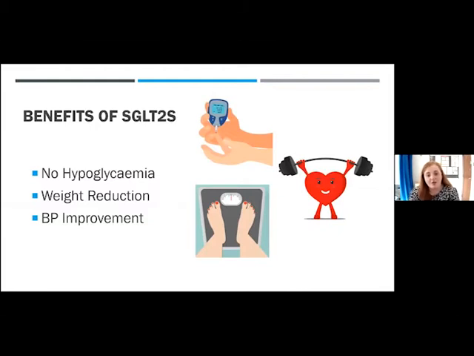First off, they do not cause hypoglycemia. That's a real big benefit that we use in clinic. They simply don't work in this manner, to be honest. They aren't stimulating insulin production, and they don't contain any form of insulin. So it's great in terms of those patients where you'd be worried about the risk of hypoglycemia.